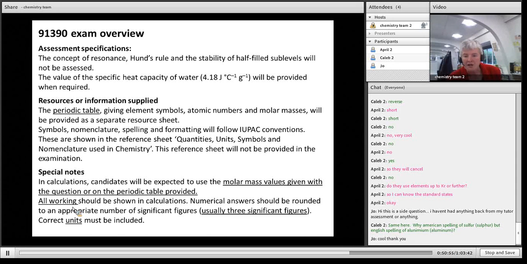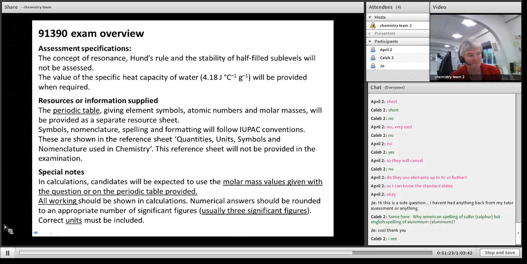Okay, Caleb, American spelling of sulfur. Sorry, that's just the way NZQA has done it. They have simply told us they're going to use sulfur with an F, but we're going to be talking about aluminium like the British instead of aluminum. Don't ask me why. So we just use whatever the NZQA come up with, so you'll be familiar with what's given in the exam.